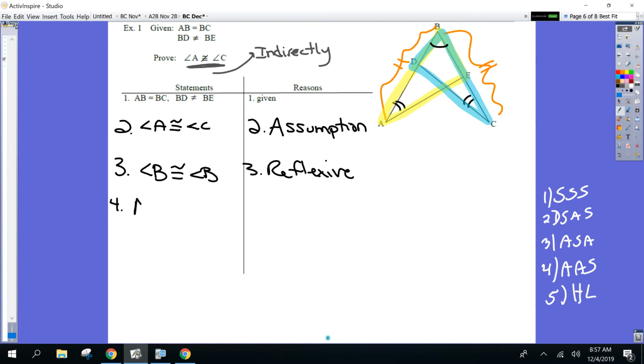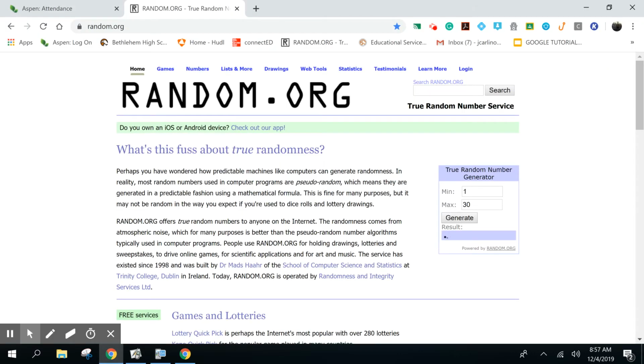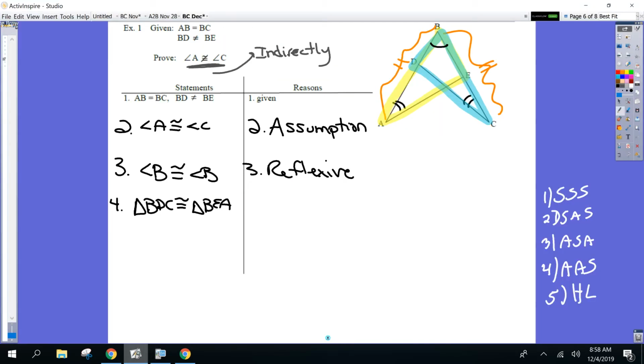And I know you have no idea where this is going, but it's going to go there. BDC is congruent to BEA. I am going to ask somebody what the method is. Why are those two triangles congruent? 15. Nice job.